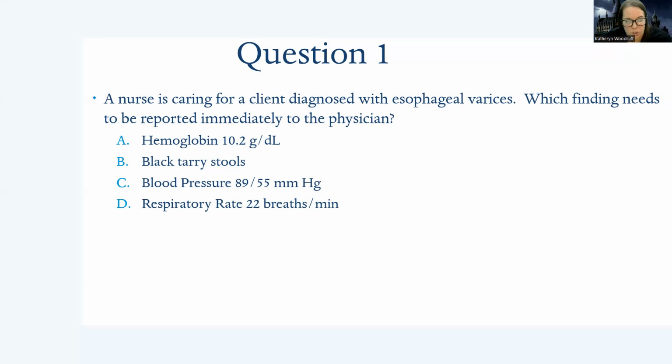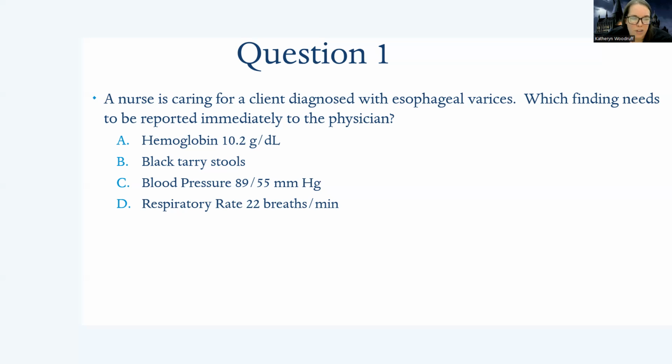Next one is black tarry stools. This is also something about bleeding, but stools are digested blood, so it's a little less scary. If this said bright red vomit, that sounds pretty concerning, but black tarry stools, I don't like it, but it's not something where I think I need to report this right this second. And if someone is having esophageal varices, it'd probably be expected that they're having some digested blood and signs that they have been bleeding in their GI system.